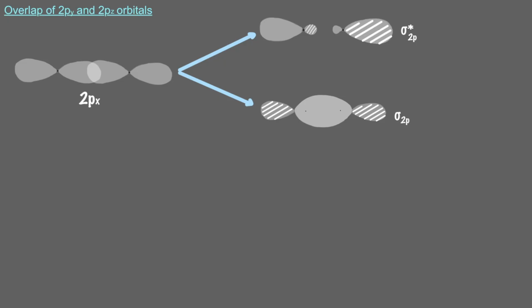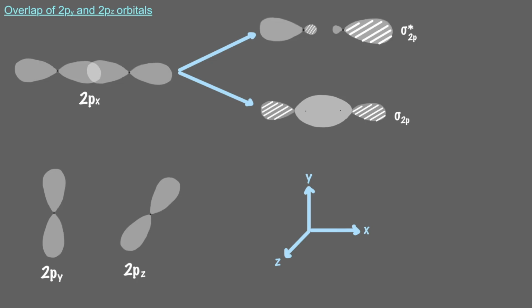Last time, we learned about 2px atomic orbitals overlapping to form a sigma 2p and a sigma star 2p. But recall that there are two more possible p orbital orientations, 2py and 2pz. Looking at a 3D axis, a 2py orbital falls on the y-axis, and a 2pz orbital falls on the z-axis.